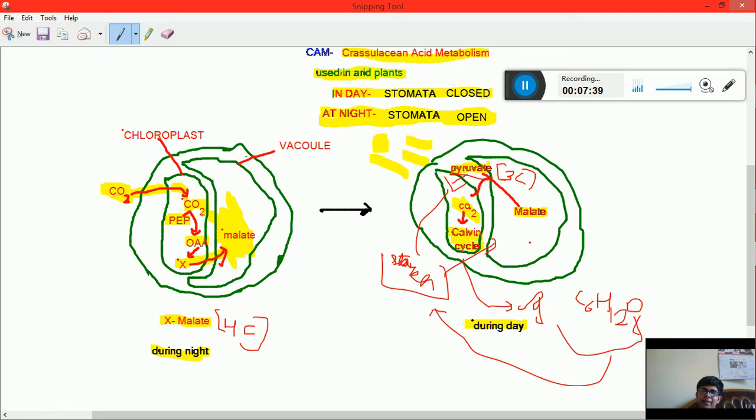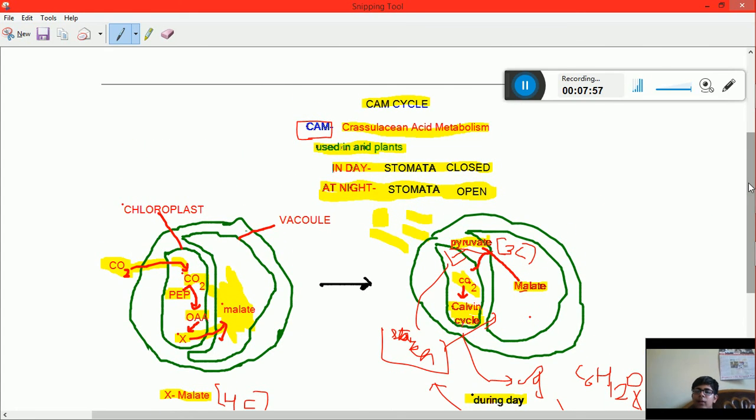So basically this is the most important step of the CAM cycle. Then why do we say Crassulacean acid metabolism? This is a name that is kept because this malate is an acidic substance. That's why we say Crassulacean acid metabolism, because it is revolving around acid substances. As we say OAA. What is OAA? Oxaloacetic acid. That's why it is called Crassulacean acid metabolism.